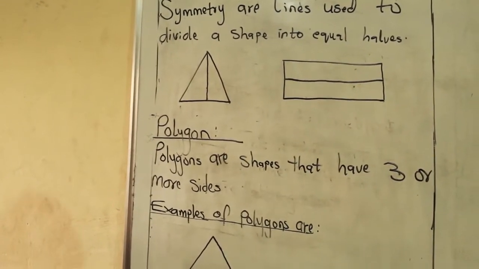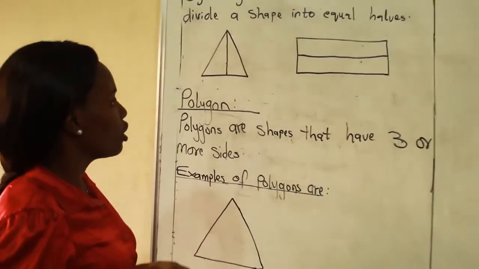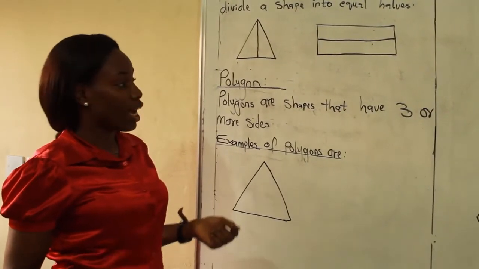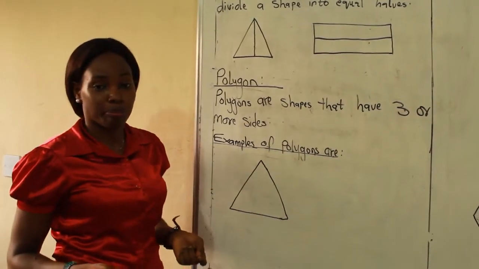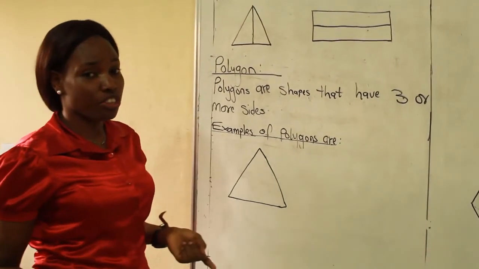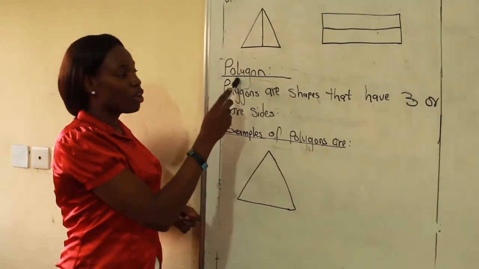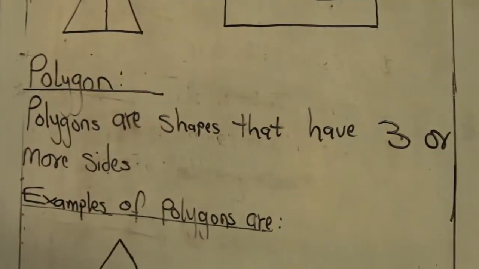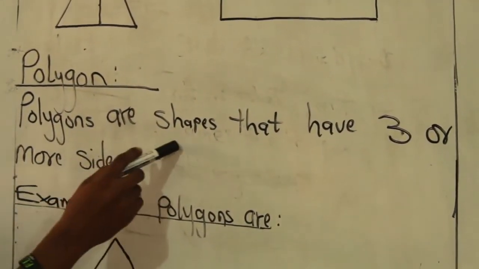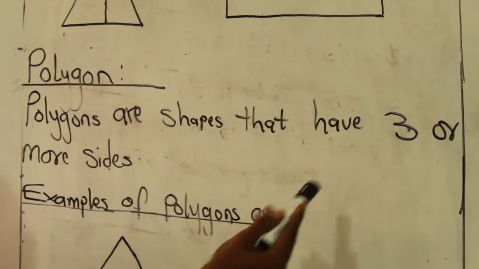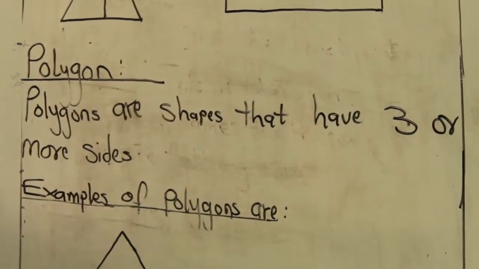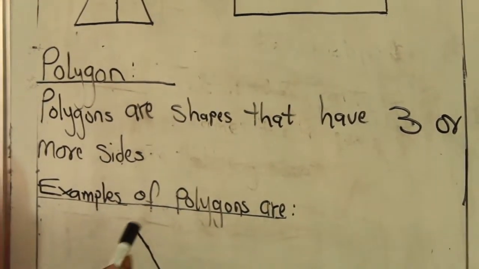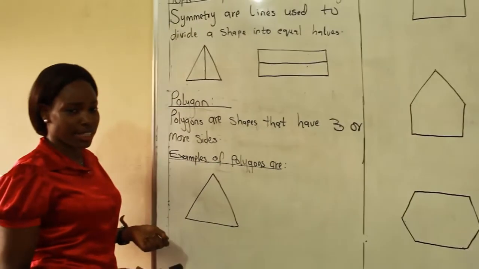And those shapes that you can use a symmetric line to divide into halves have a general name. And what's the general name? Polygon. What is a polygon? Polygons are shapes that have 3 or more sides.